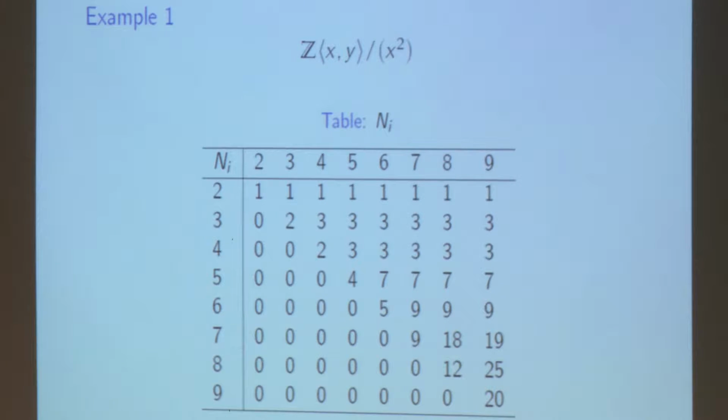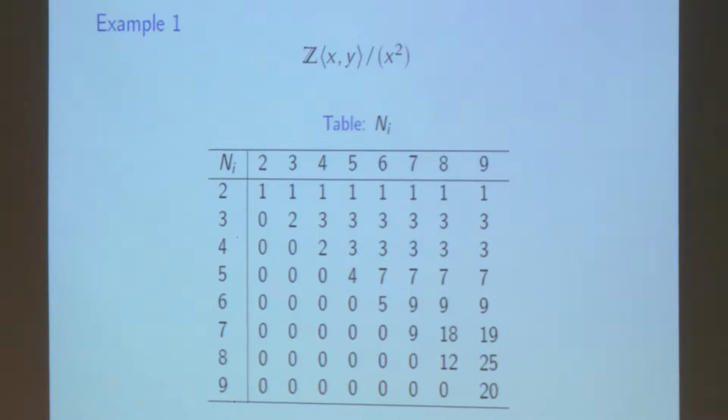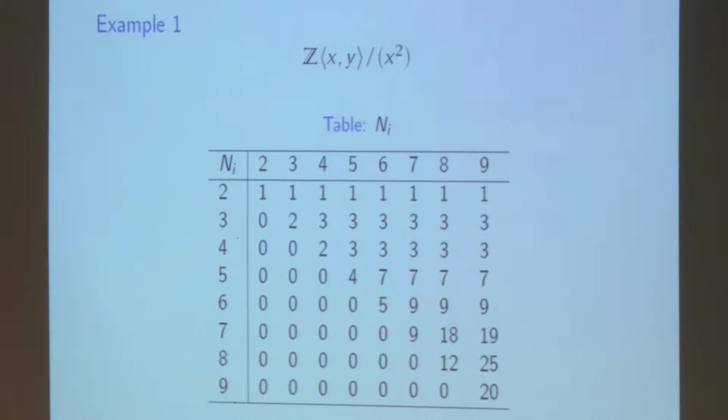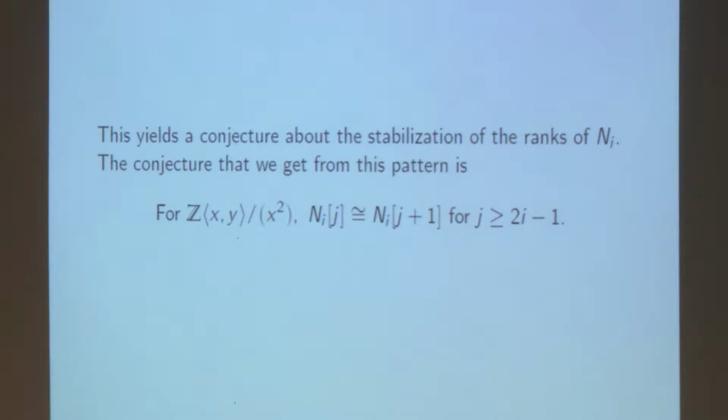For example, it's a very simple example. It's the free algebra on two generators x and y over Z, modulo the relation x squared equals 0. So here, by using the program and running the code, we get something like this. And here it's clear that there is a pattern from 3 and so on: from 3 here, 3, 3, 3, and from 4, all 3s. So from this information, this yields the conjectures about stabilization of the rank of N_i, which is something like that, and we try to prove something like that.